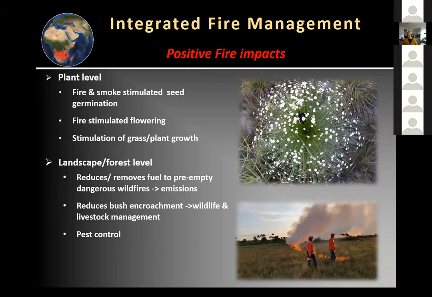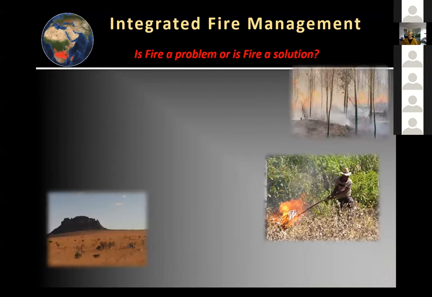It is used basically all over the world for pest control, for example in Tanzania, to get rid of the ticks that transmit diseases to livestock. And as said already, it is used as a land management tool for forestry to reduce fuels, in agriculture to prepare fields or to burn agricultural waste, and for conservation reasons. So is fire now a problem or is it a solution?